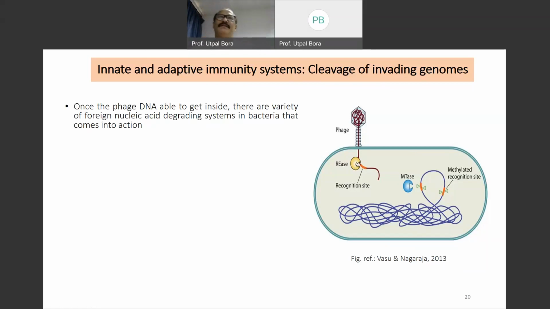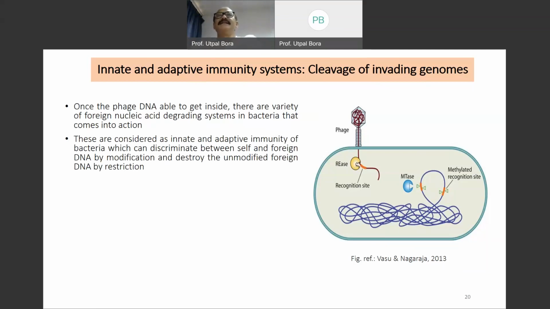Okay, once the phage DNA is able to get inside, there are a variety of foreign nucleic acid degrading systems in bacteria that come into action. Okay, let me re-emphasize. There are a variety of foreign nucleic acid degrading systems. Earlier, we only knew about a few, but now a lot of these systems have been discovered over the years, and still we are not very sure whether more novel ones lie out there. Probably they are there because we have so much diversity of organisms as well as phages.